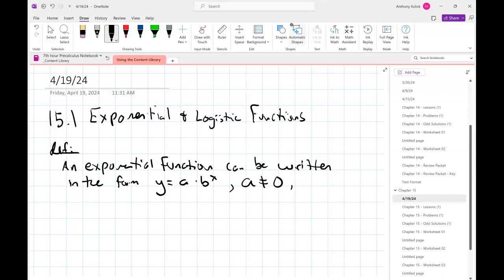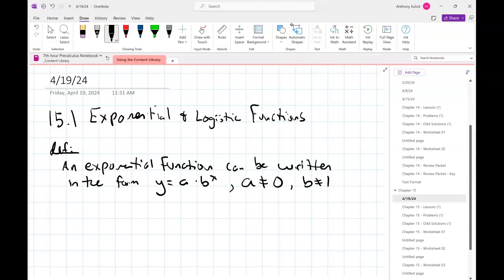A can't be 0. Why don't we allow a to be 0? What would happen if a was 0? The whole thing becomes 0. That's a constant function, not an exponential. That's why we don't allow that.